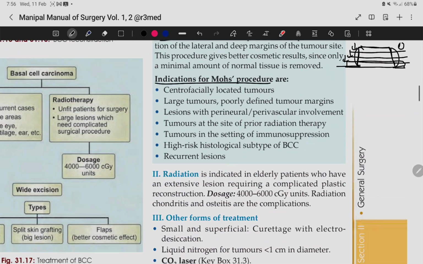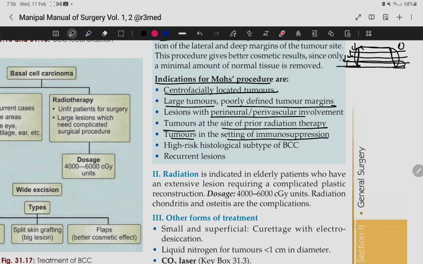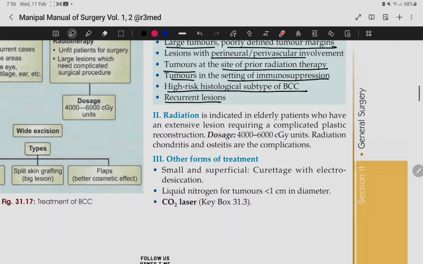Okay, indications are a centrally located facial tumor, large tumors with poorly defined tumor margin, lesions with perineural or perivascular invasion, tumor at the site of prior radiation, and tumor in settings of immunocompromise, and high risk histological subtypes of BCC.